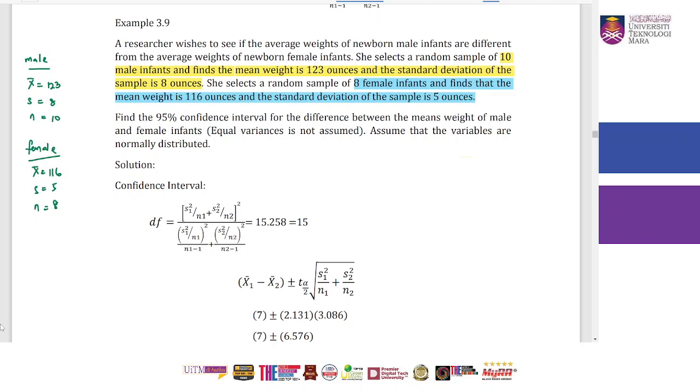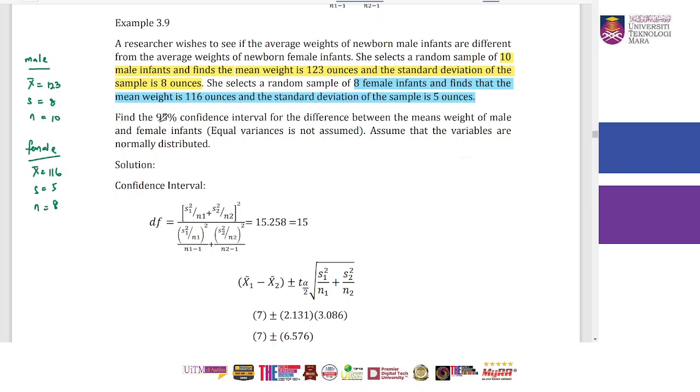Okay, so the question right now, you want to check whether there is any difference between the mean weight of male and female infants. Okay, so we want to see whether there is a difference or not. So here we use a confidence interval to show whether there is a difference or not. And in this situation, we assume that equal variance is not assumed. Okay, our assumption is that the variances are not equal.